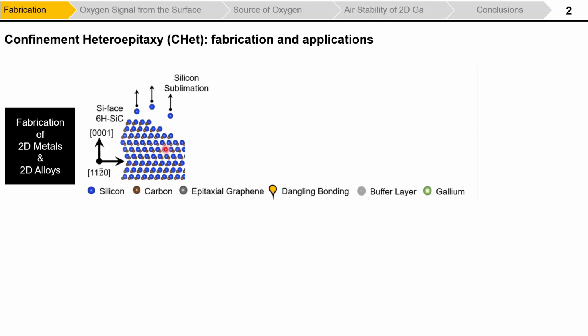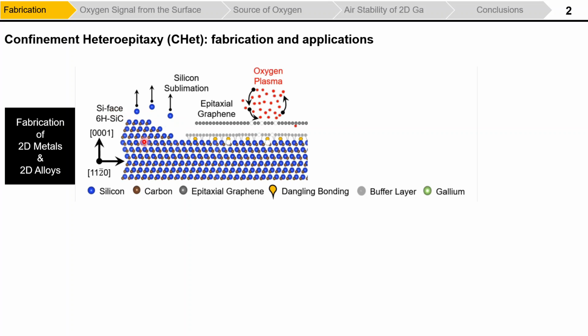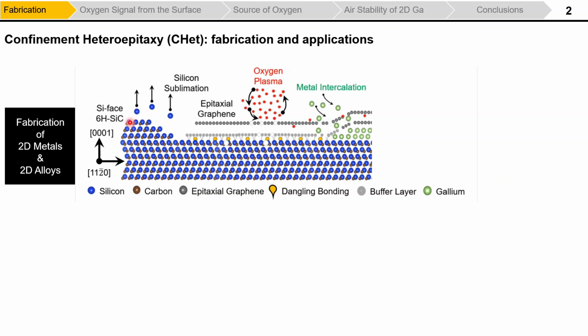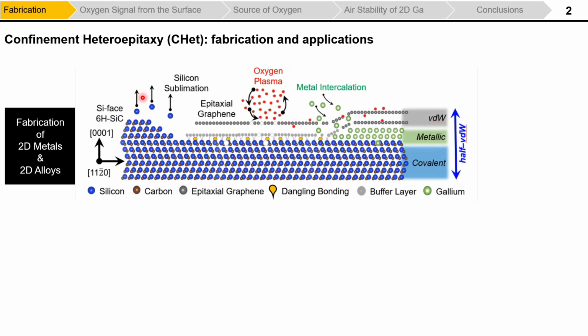In our method, we start with silicon carbide sublimation. We sublimate the silicon from the silicon carbide silicon phase, and that will result in a monolayer graphene with a buffer layer still attached to the silicon carbide. Then we use a plasma cleaner to apply an oxygen plasma process to the surface, and that will result in defects in the graphene.